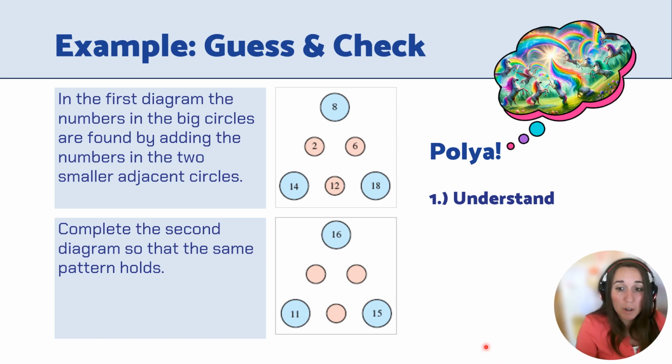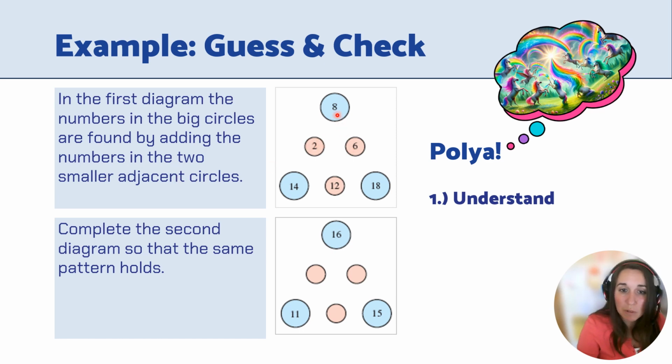So a really important question for this one would be, do I understand all the words in the problem? You're going to have a lot of students who get stuck on this word adjacent. Adjacent just means if I look at the numbers in the big circles, the two adjacent circles are the ones that are right next to that big blue one. So the 2 and the 6 are right next to my 8. So I need the numbers in the big circles to be found by adding the numbers in the two smaller adjacent circles. So here are my adjacent circles.